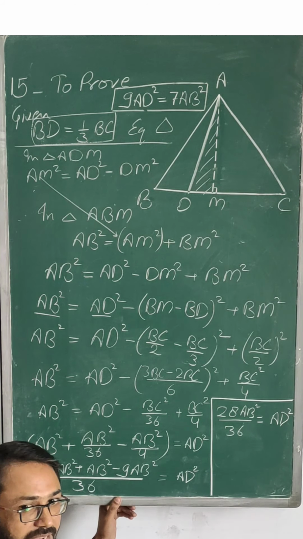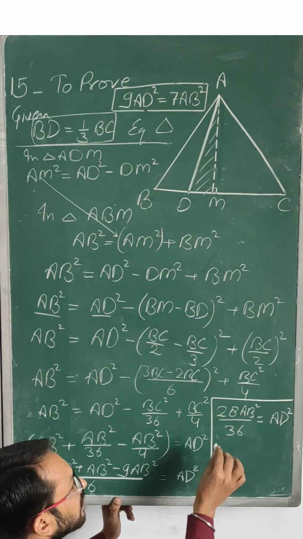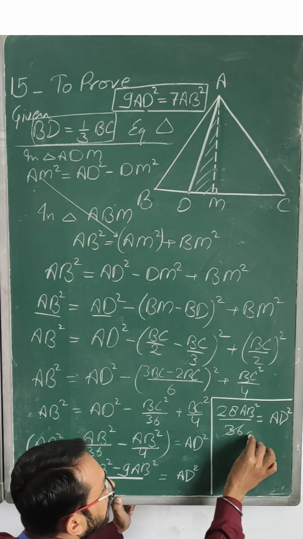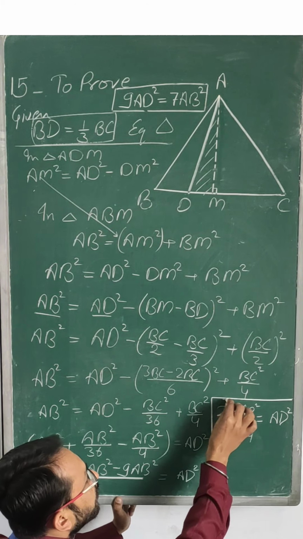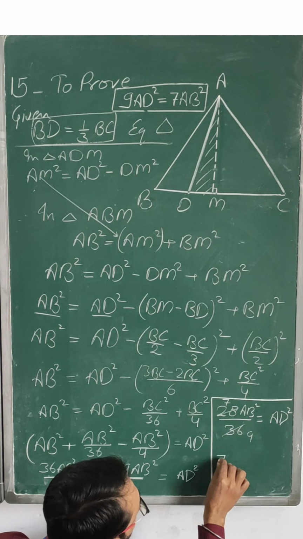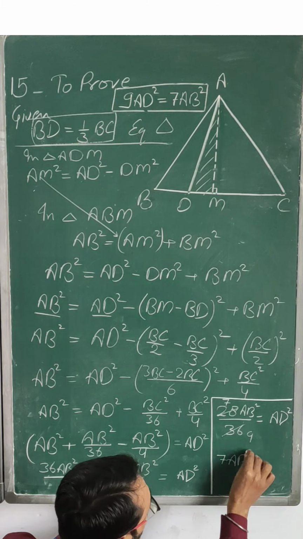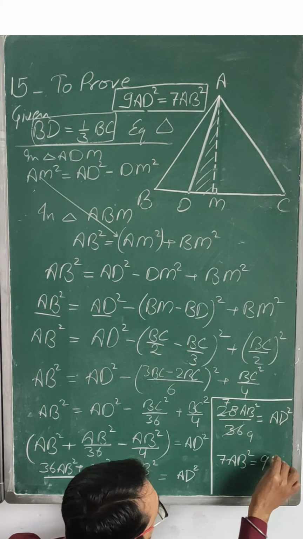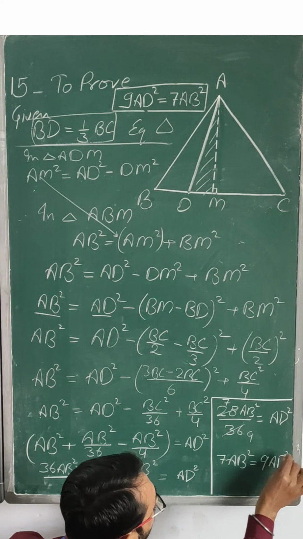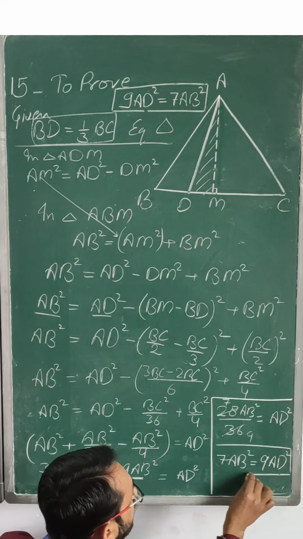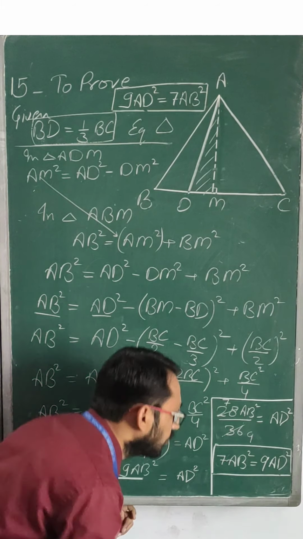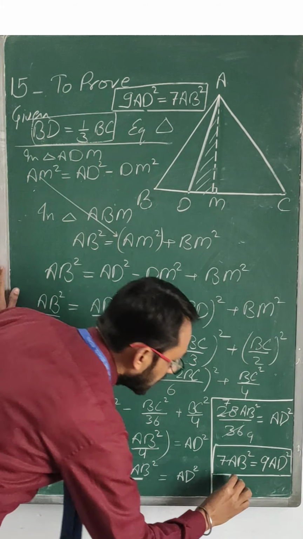So we can simplify it. On simplification, we are getting 4 nines are 36, 4 sevens are 28. So 7 times AB square is equal to 9 times AD square. This will be the result which was supposed to be proved. So hence proved.